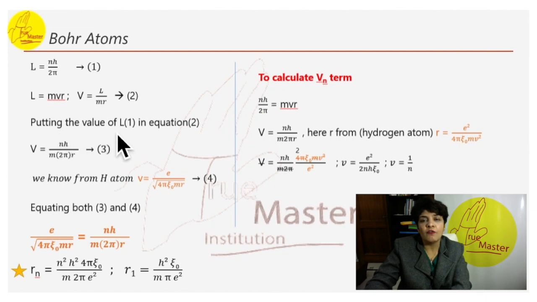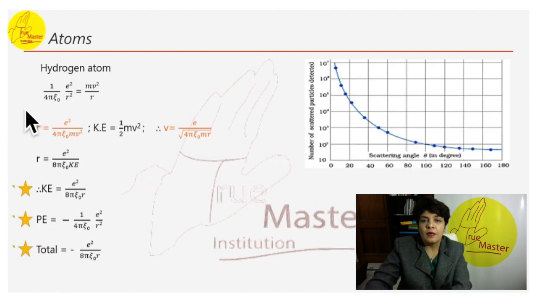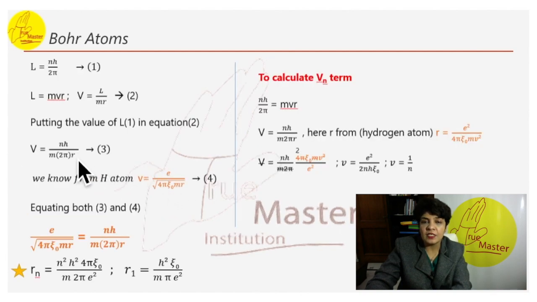Putting the value of equation 1 in equation 2, we are going to put the value here. So we get v can be rewritten as equal to nh by m 2 pi r. We know from hydrogen atom, the value of v was this. Where is this value coming from? In this experiment, we have already taken out v is equal to e by root 4 pi epsilon naught mr. So we also have derived that v is equal to this part.